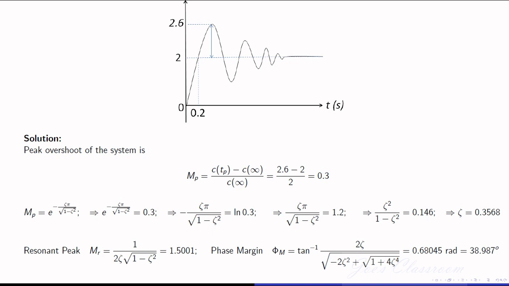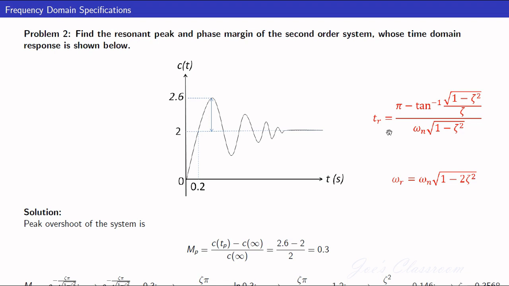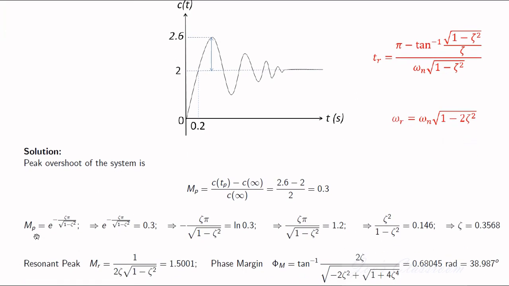So please note that we have been asked to find out resonant peak and phase margin, which needs only the damping ratio, zeta value. But sometimes it may be asked to find out the resonant frequency in addition to the resonant peak. So if you want to find out the resonant frequency, you need to use this expression. This expression uses both zeta as well as omega n. But using this MP value, you will be able to calculate only the zeta value. So to calculate omega n, you need another specification also. Usually the specifications of rise time or the peak time will be given. So you can use those specifications to find out omega n.